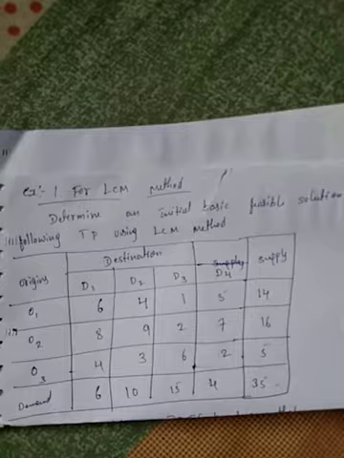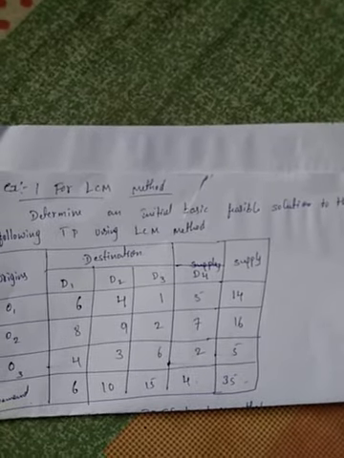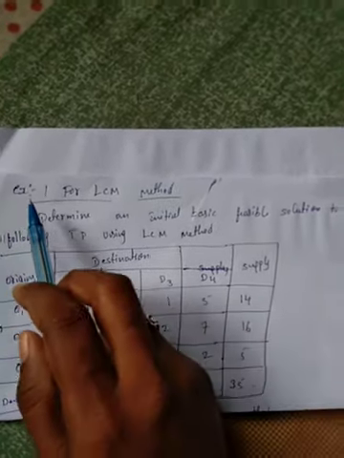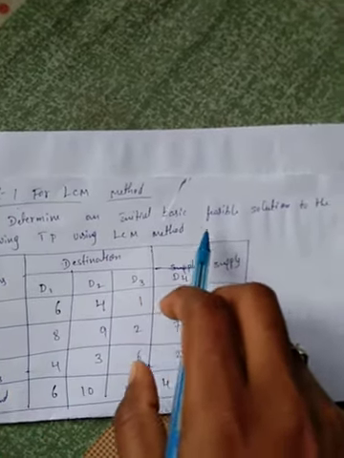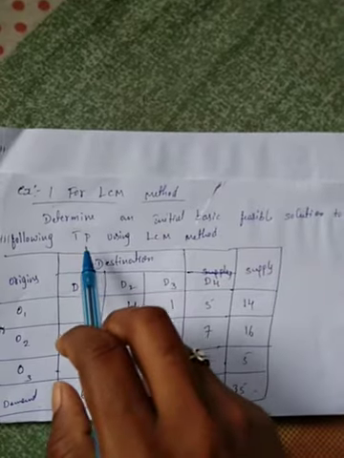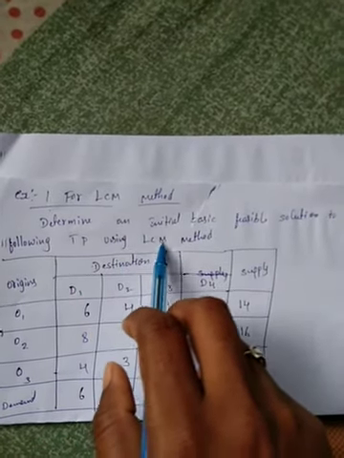Here I take one example for the LCM method. First I will read the problem. Example number 1 for LCM method: determine an initial basic feasible solution to the following TP using LCM method.